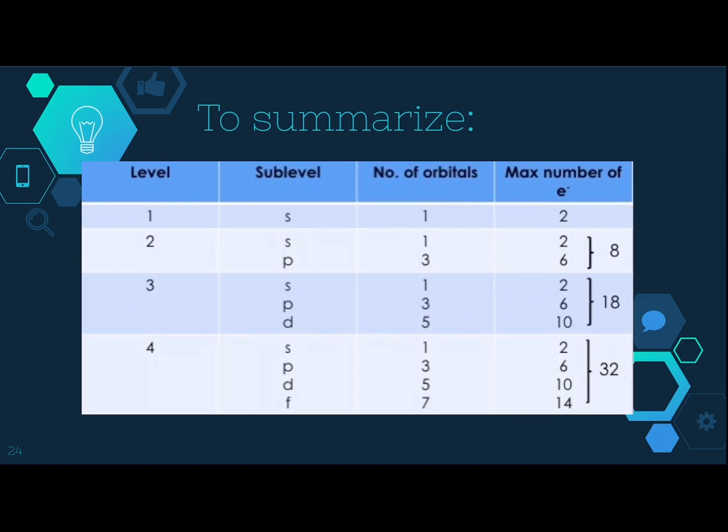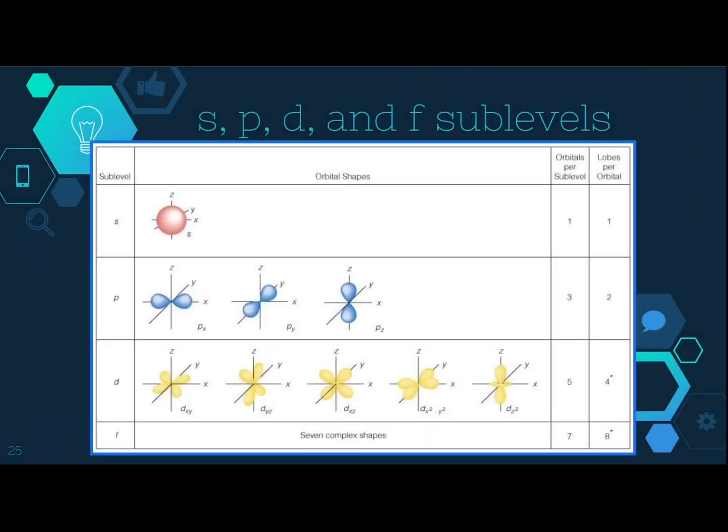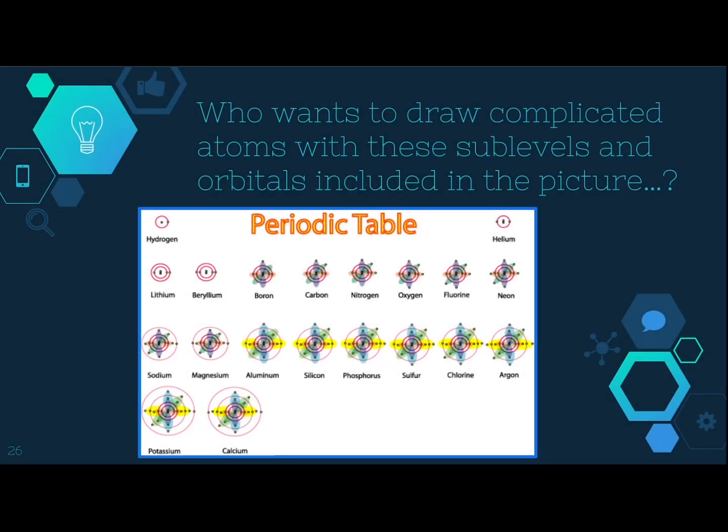So here's a nice little chart for you. First energy level holds 2 electrons, second holds 8, third holds 18, fourth holds 32. So that's the same thing as if we were drawing Bohr models. It's those same numbers. Here's some pictures of what those sublevels and orbitals can kind of look like.